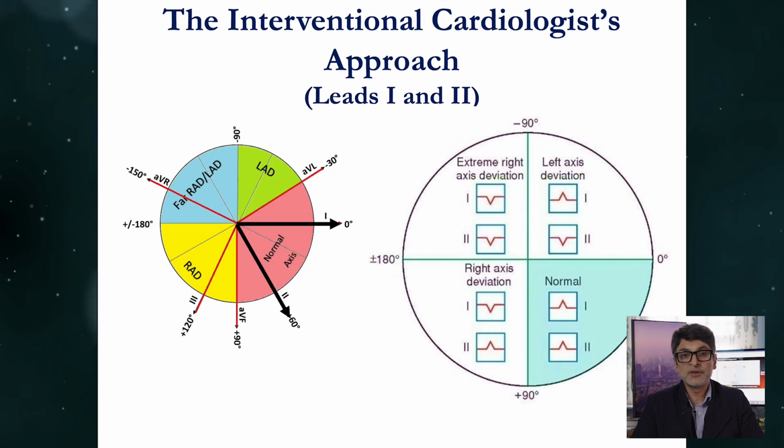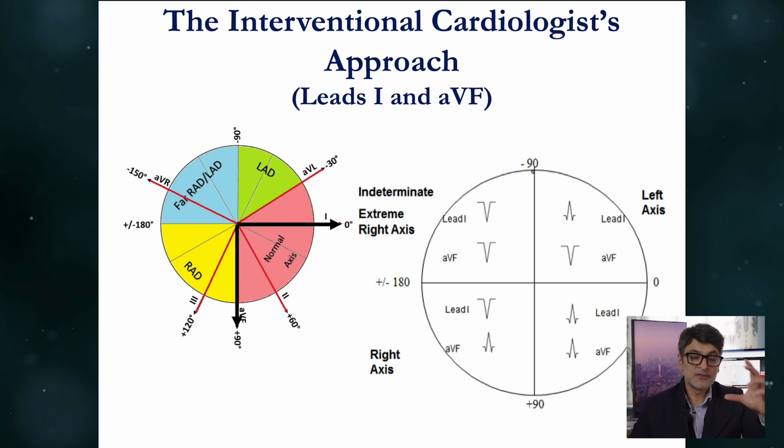Don't worry about calculating vectors and things like that because you haven't got the time and it's completely unnecessary. You can do that in leads 1 and 2 or in 1 and AVF. I would strongly recommend 1 and 2 because they're just next to each other, and certainly, having the mindset of an interventional cardiologist, you want to do the simplest thing possible.